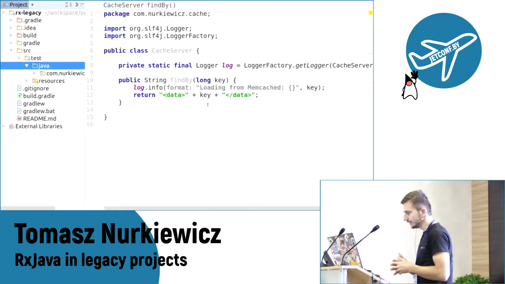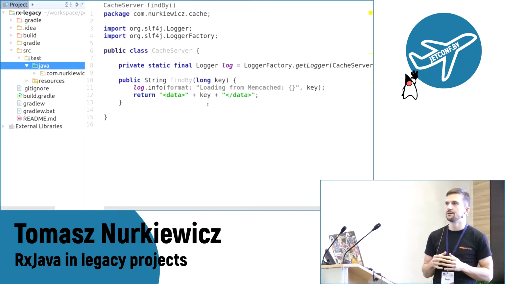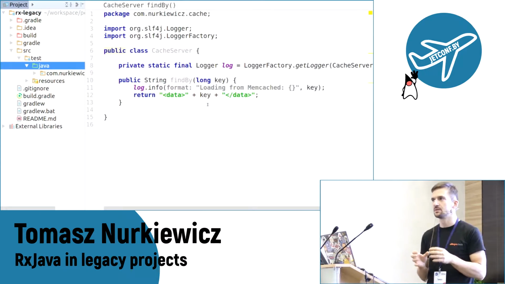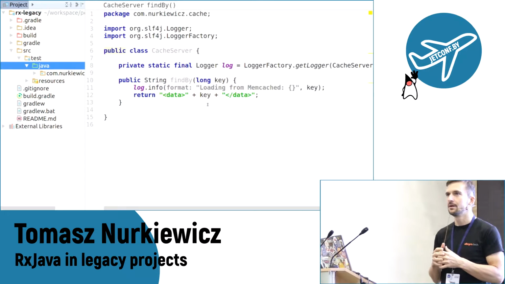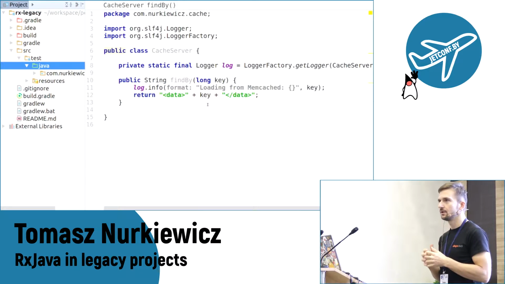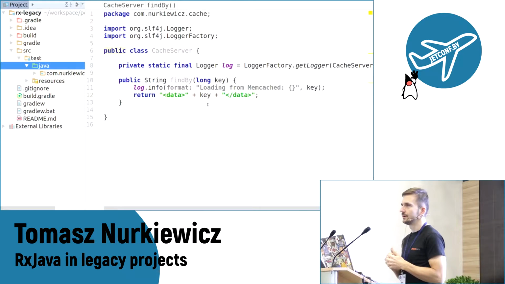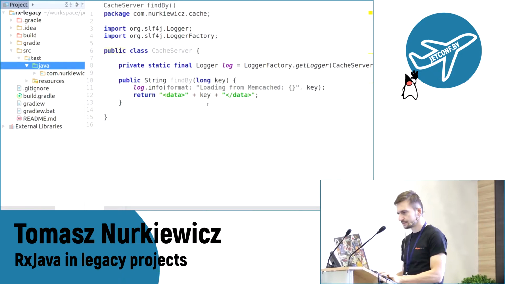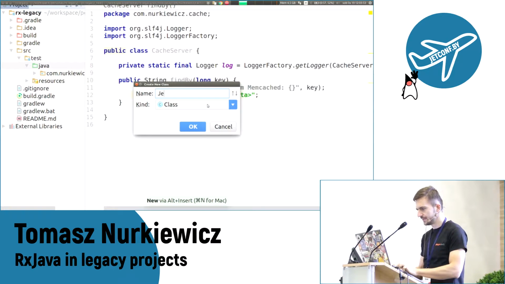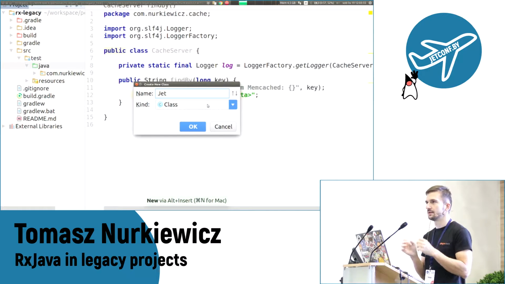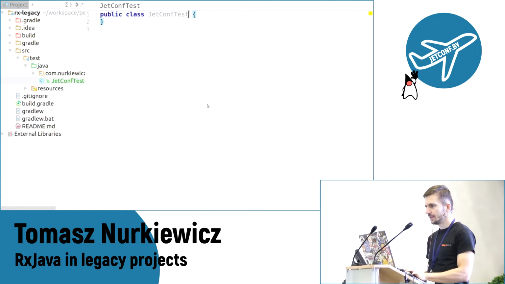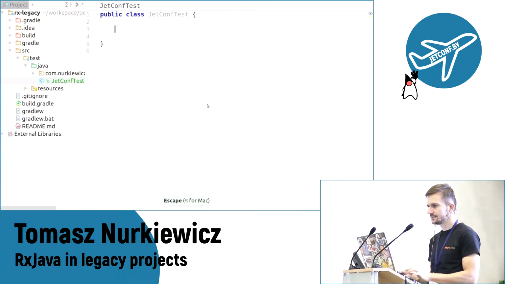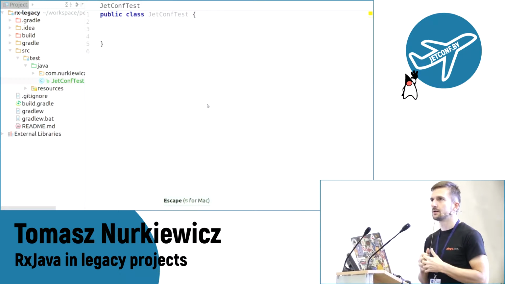So I'm not going to be showing you different operators. I'm not going to be showing you a marble diagram. So pretty much what you can find in any single presentation, just live coding with very interesting examples. All right then, so let's start with a simple test. I'm going to be writing small self-sufficient samples. Let's call it like this one. And these are not going to be real tests, just more like short code snippets.